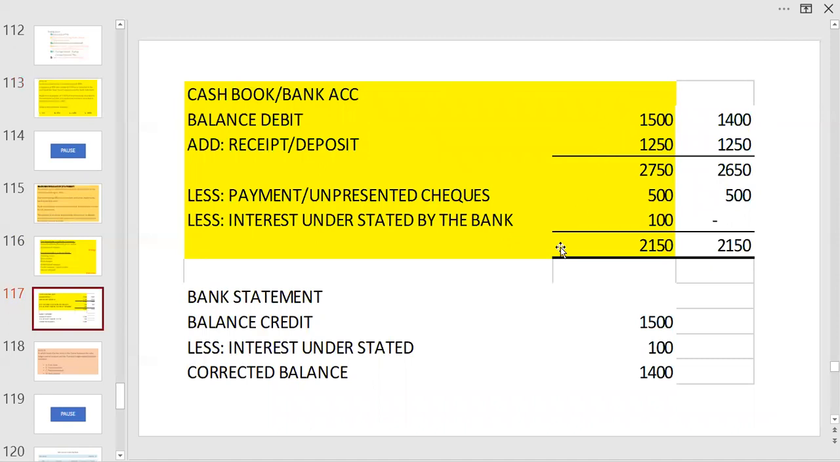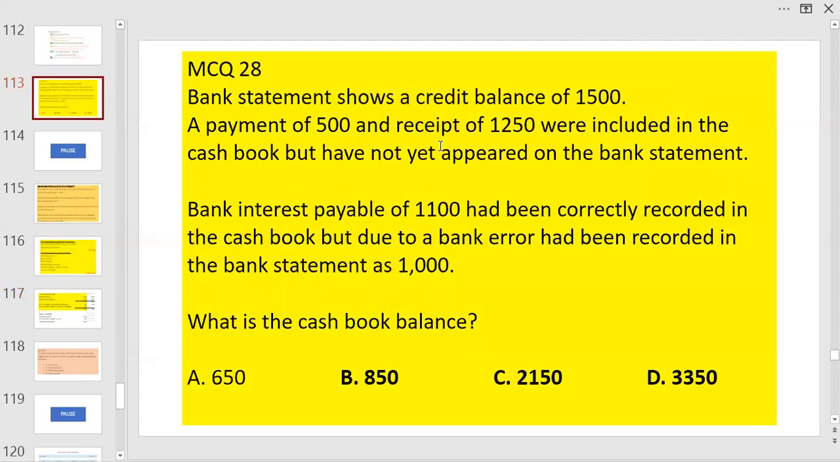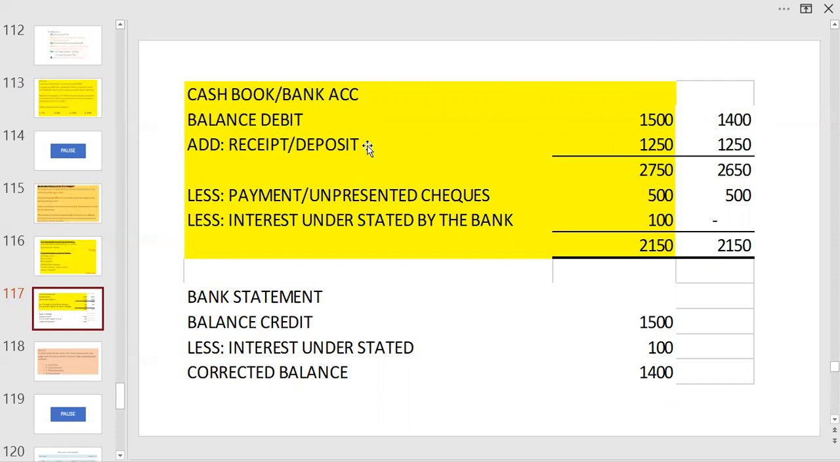Right. The next one is, they say there had been a receipt or a deposit of 1,250, which has not come to the bank statement. So therefore, our cash book balance will have to be higher. So we'll go back to here, see, receipt or deposit yet to realize or unrealized is 1,250. Similarly, there is a payment of 500, which the bank is unaware of as per the question. So these are unpresented checks, which is 500, which will be less.